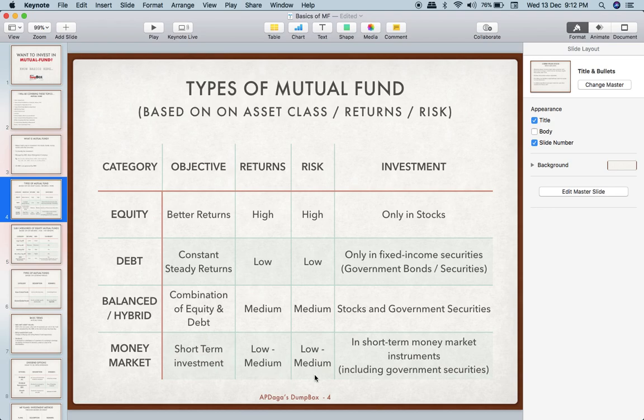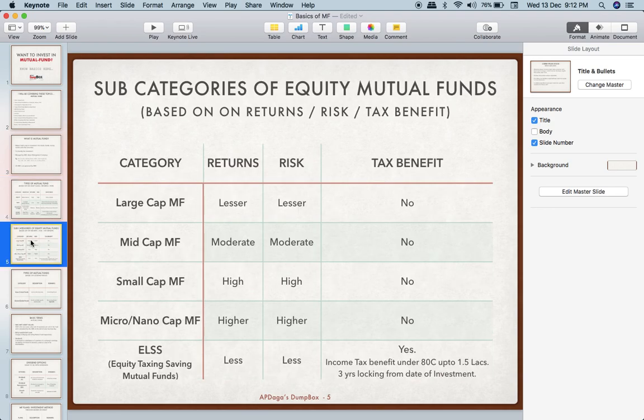In this case, returns are low since it is for a short duration. The fund manager cannot take much risk with your amount. That's why its return is low to medium, and risk is also low to medium. So after that, we can get it.